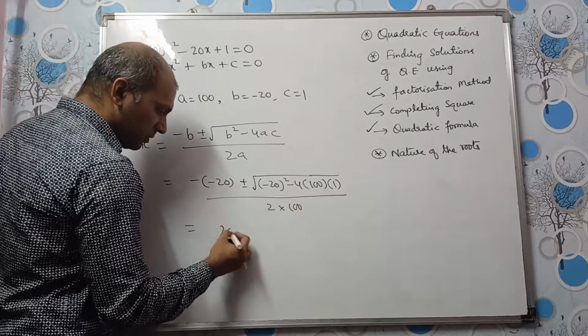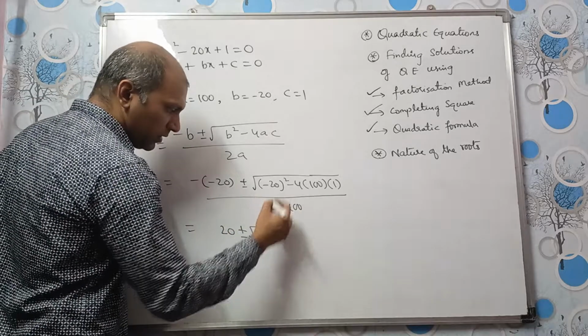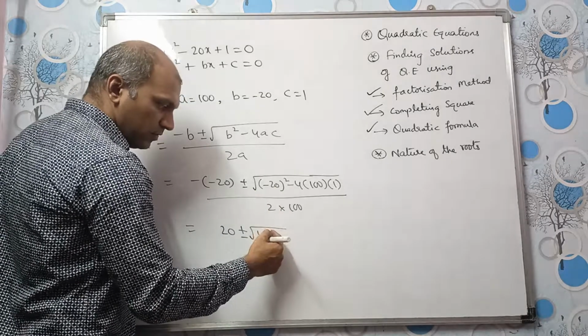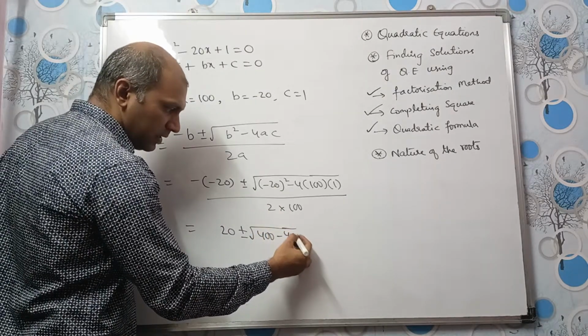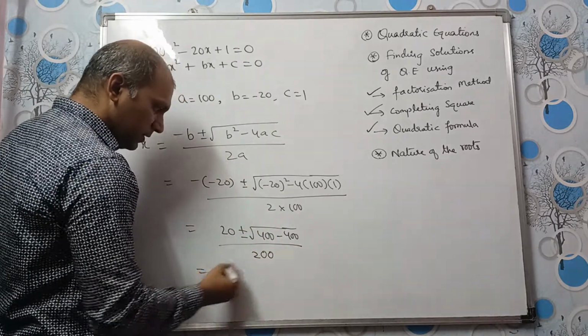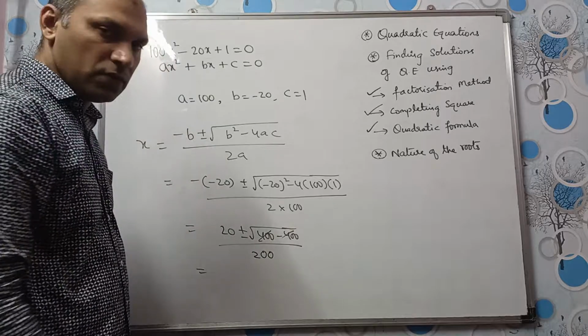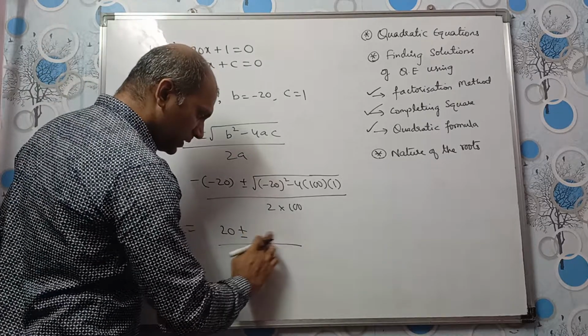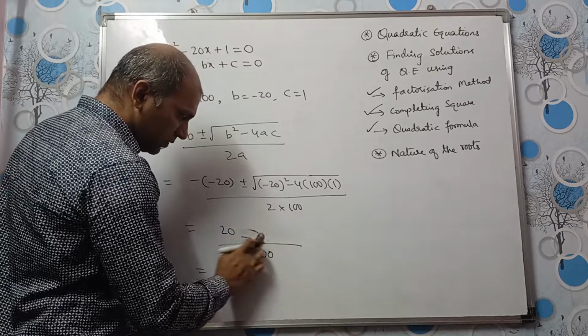So this is how much? Plus 20 plus minus root of minus 20 whole square is 400 minus, here also 400, divided by 200. So 400 minus 400 is 0. So root 0 will come here, right? So what is root 0? Root 0 is equal to 0. Okay, so this we can omit.